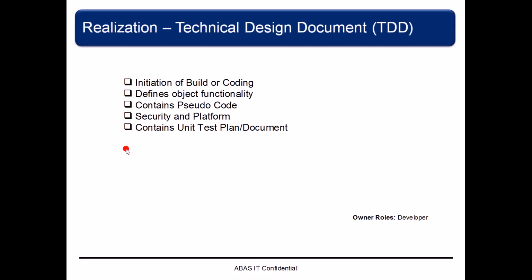So what is a technical design document? It is a document that we must have before we initiate the build or the coding, and it defines the object functionality from a technical perspective. It must contain the pseudocode. It also defines the object level security and the platform that this program is going to run, and contains a unit test plan, because once I do the coding, I need to make sure that I do the unit test as well. The owner of this document is the developer or the senior developer.